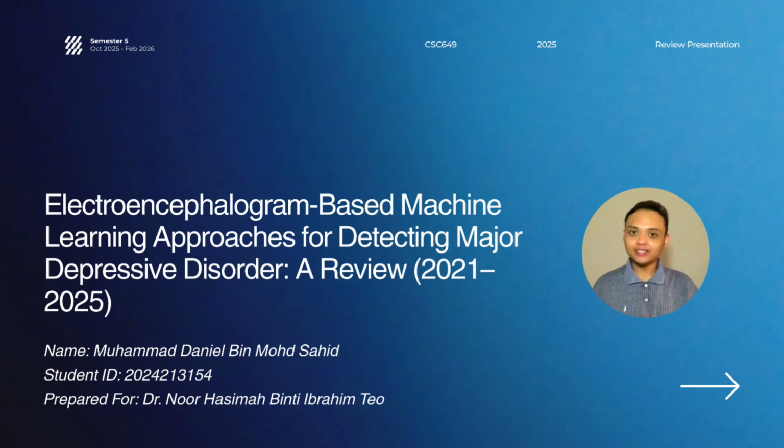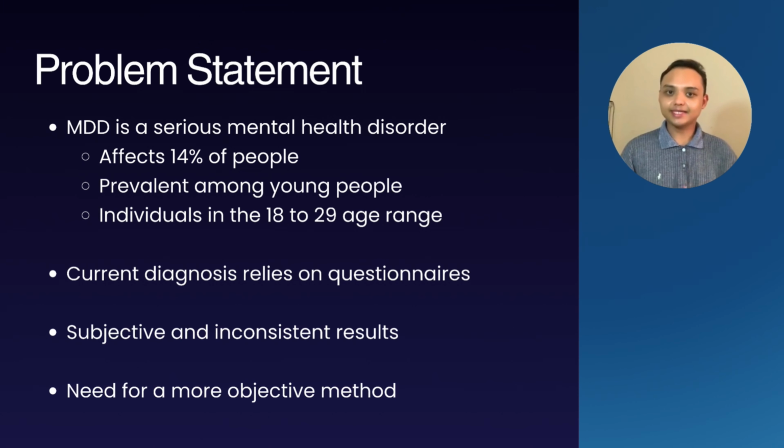This is my presentation video regarding my research review titled Electroencephalogram-Based Machine Learning Approach for Detecting Major Depressive Disorder from 2021 to 2025. MDD is a serious mental health condition that affects about 14% of people at some point in their life, and it is a very common mental illness among young adults, especially women and those aged around 18 to 29.